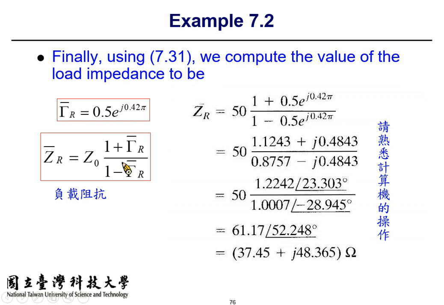You just divide the magnitudes and subtract the angles, and you end up with an impedance of 60 ohm at 52 degrees, which can also be expressed as 37 plus j48. So you need to master this calculation technique. All right.